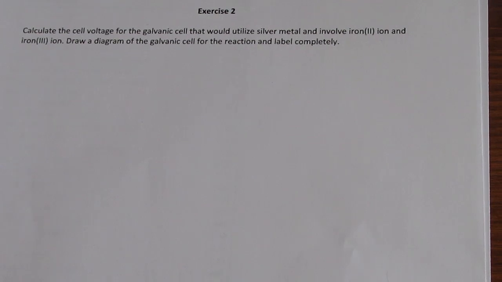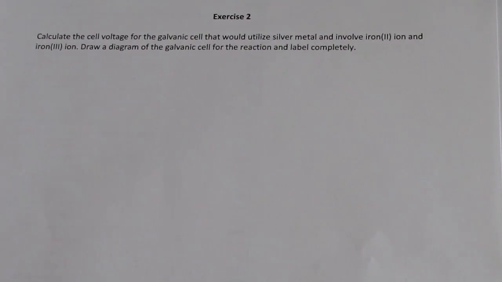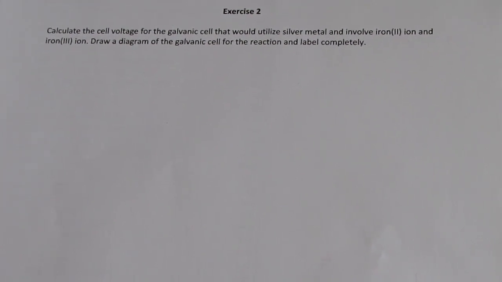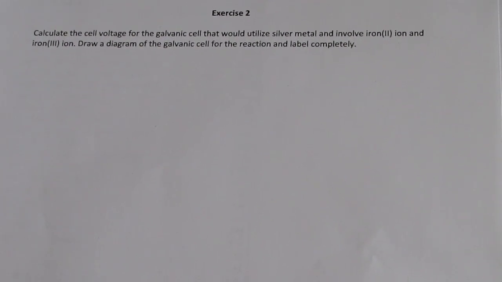Calculate the cell voltage for the galvanic cell that would utilize silver metal and involve iron 2 ions and iron 3 ions. Draw a diagram of the galvanic cell for the reaction and label completely.